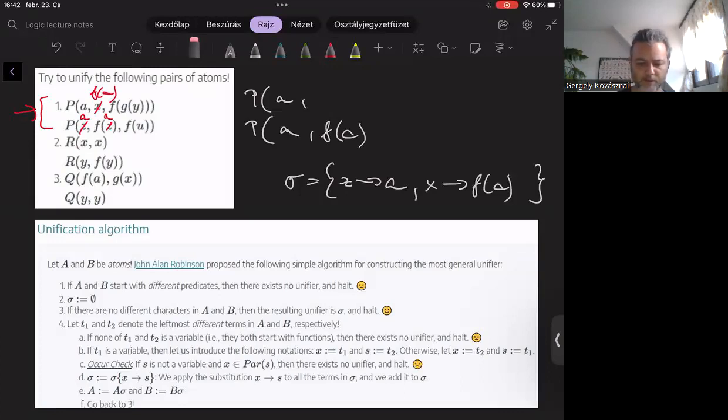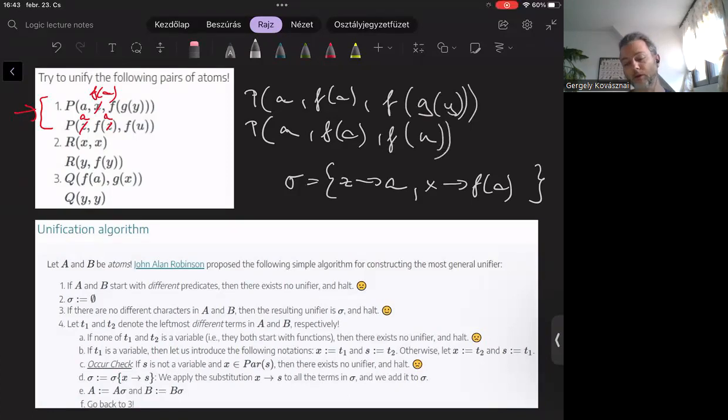So those two terms become the same. Okay, go back to step 3. We check if there are any different characters left in the two atoms. Well, actually, the next two characters are the same. We can find the function f in both atoms, but we have to continue, and then we find G and U, which are different. In fact, those two atoms have two different terms.